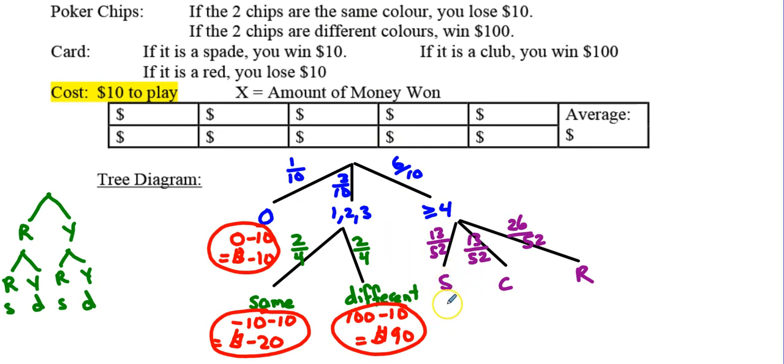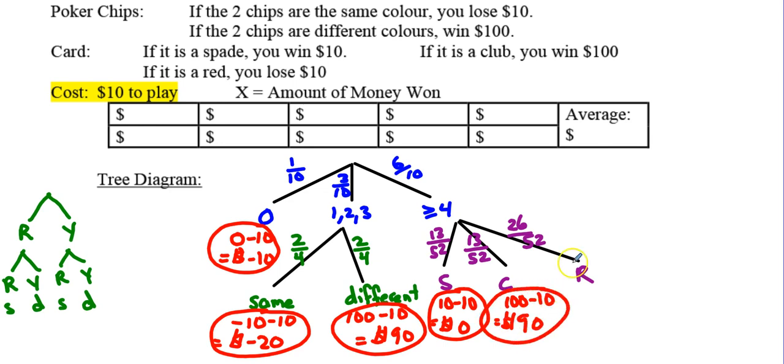So if it's a spade, you win $10, but it costs $10. So that means 0 at the end. A club is $100, but it costs $10 to play. So the end result is $90. And a red card, you lose $10, and it costs $10 to play. So the end result is negative 20.